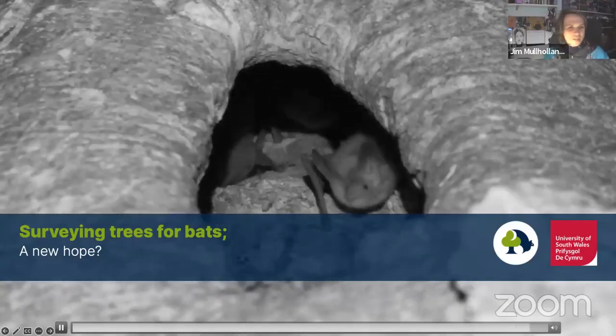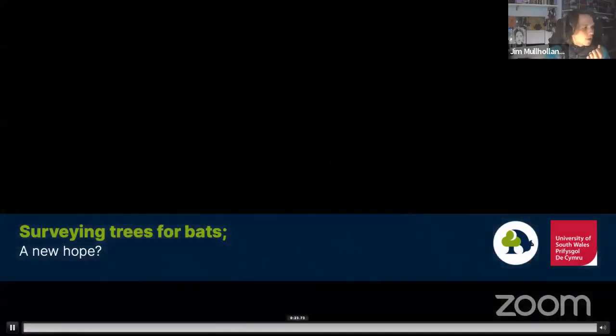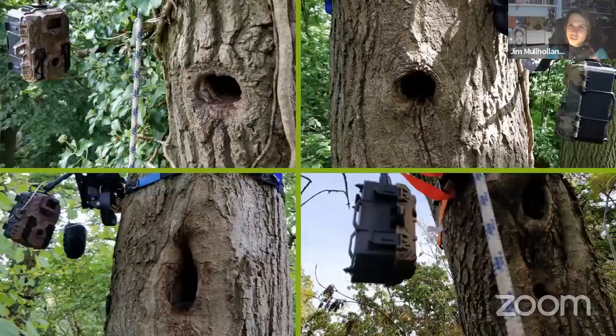To kind of bring us up to speed, we talked about how challenging it is to survey trees for bats and the kind of low encounter rates that we experience by standard survey effort. And a few years ago, I started trialing the use of trail cameras and deploying these on trees in the hope to see if we can record bats using this technology rather than relying on manual survey efforts.